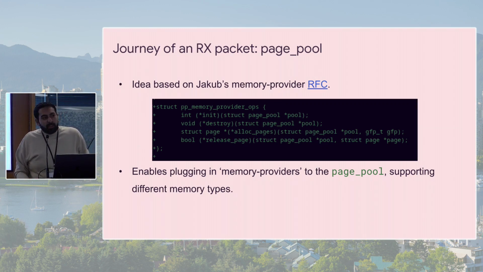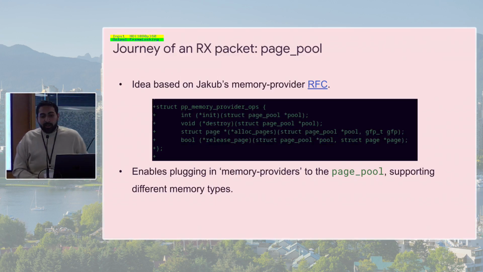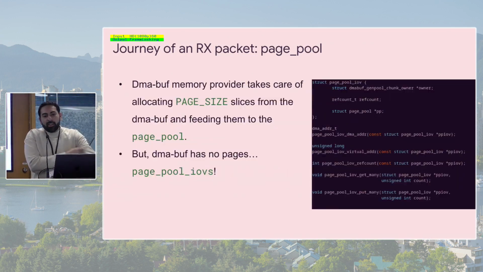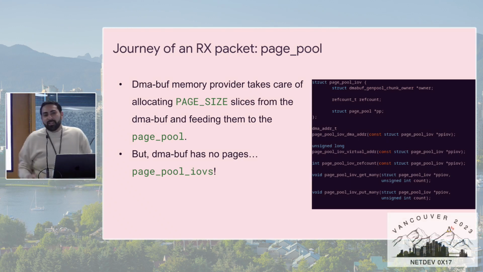So I think Jacob himself was looking into using it for like 1 gig backed memory regions, but in this case, we're using it for device memory. So the idea here is to create a DMA buff memory provider, which instead of just allocating pages from the buddy allocator, allocates sort of page size slices from the DMA buff. And of course, the DMA buffs, like I said, they're not struct pages at all.